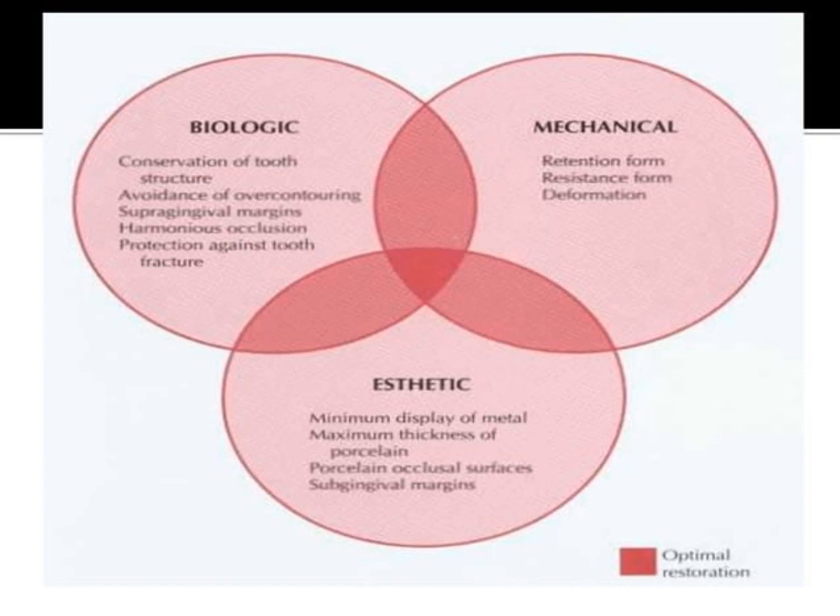Under biological, we have conservation of the tooth structure, avoidance of over-contouring, supragingival margins, harmonious occlusion, and protection against tooth fracture. Under mechanical, we have retention form, resistance form, and deformation. Under aesthetic, we have minimum display of metal, maximum thickness of porcelain, porcelain occlusal surfaces, and subgingival margins.